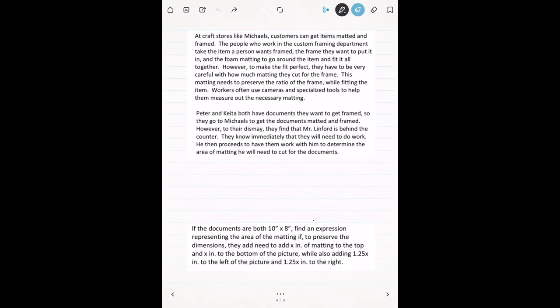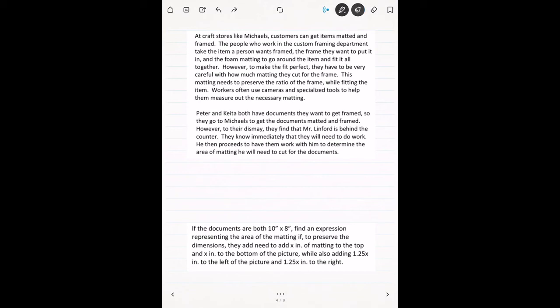Now, let's say Peter and Kata both have documents they want to get framed. So they go to Michael's to get these documents matted and framed, but unfortunately, to their dismay, they find that Mr. Linford is working behind the counter, and they know immediately they will need to do some math work. So, let's pretend I proceed to have them work with me to figure out how much area of space I will need for matting the documents.